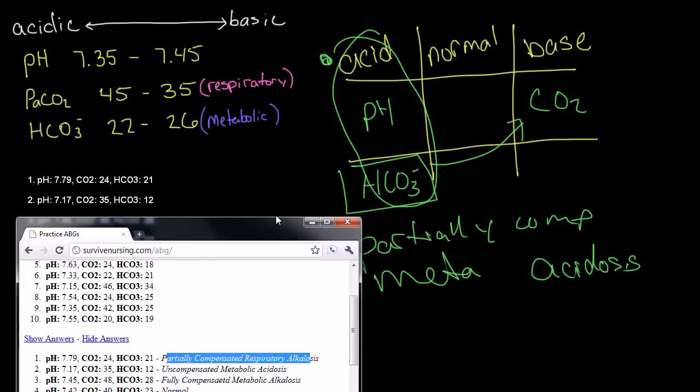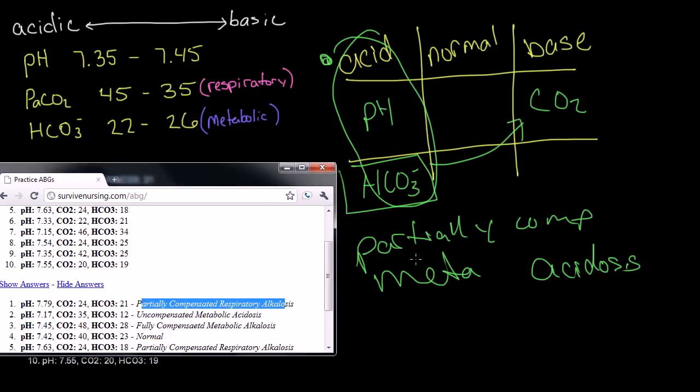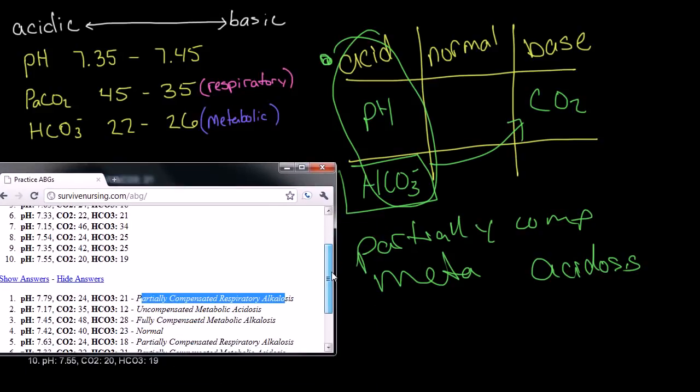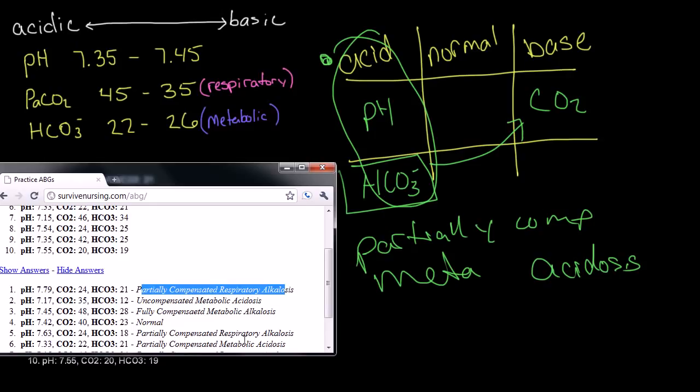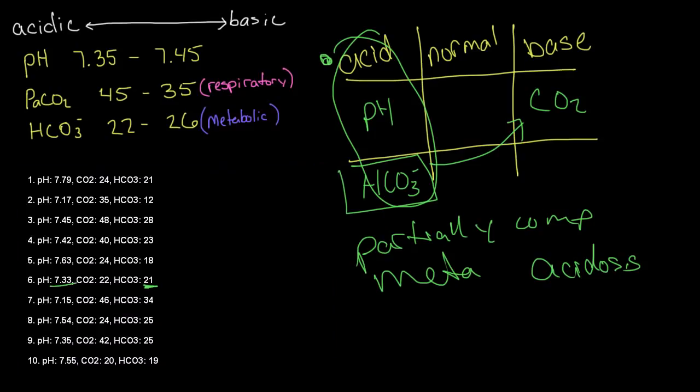So let's go ahead and double check our answer here. This should say partially compensated metabolic acidosis. Partially compensated metabolic acidosis. So we are correct here again. Okay, let's move on to problem number 7.